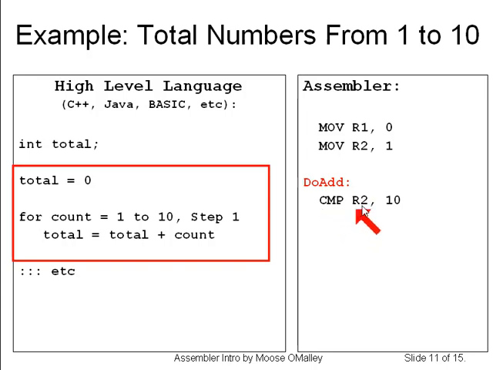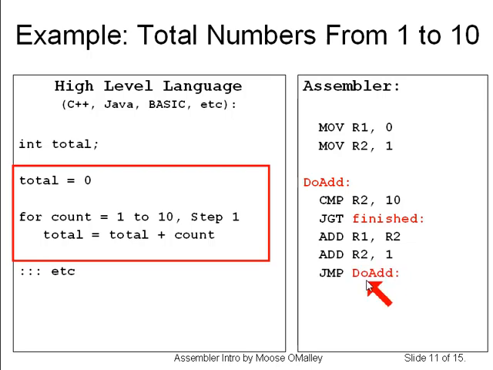So is R2, in other words, our counter, equal to 10 yet? And jump if greater than to finished. So when it's greater than 10, we're going to jump to finished. Add R2 onto R1. So the first time through, we're going to add 1 onto 0, which is going to be 1. So R1's now got the value of 1. Add 1 onto R2. So we're incrementing our counter. And then jump to do add. Jump back up here again.